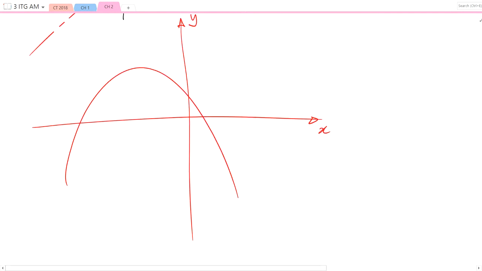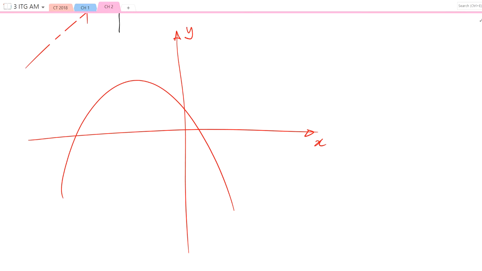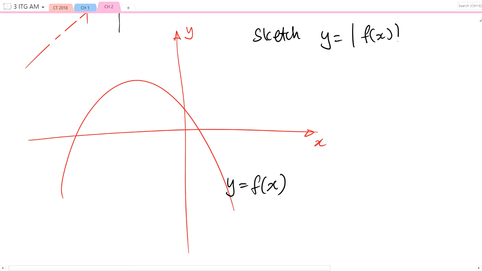Okay, here I have a quadratic parabola. It looks like this. Let's say this is y equals f(x), because I'm too lazy to go and calculate what the actual equation should be. Now my job is to sketch y equals modulus of f(x). What is the second step then?